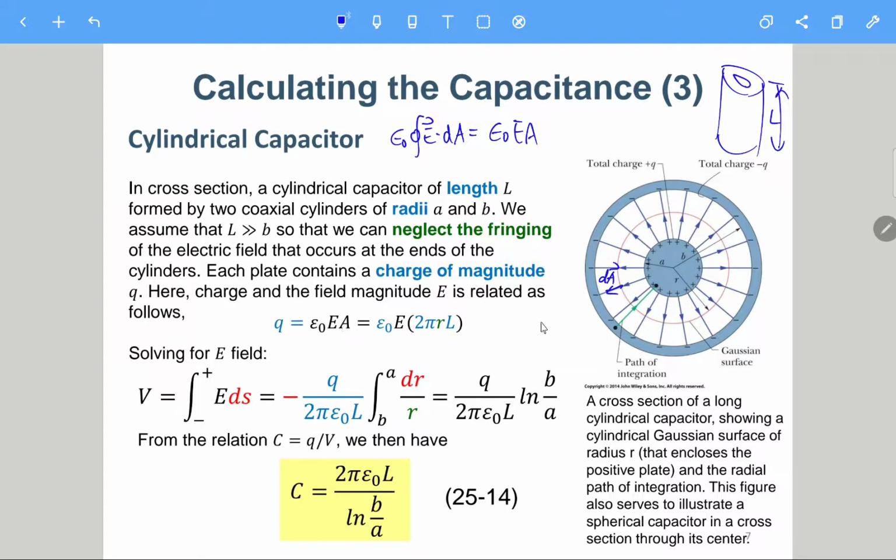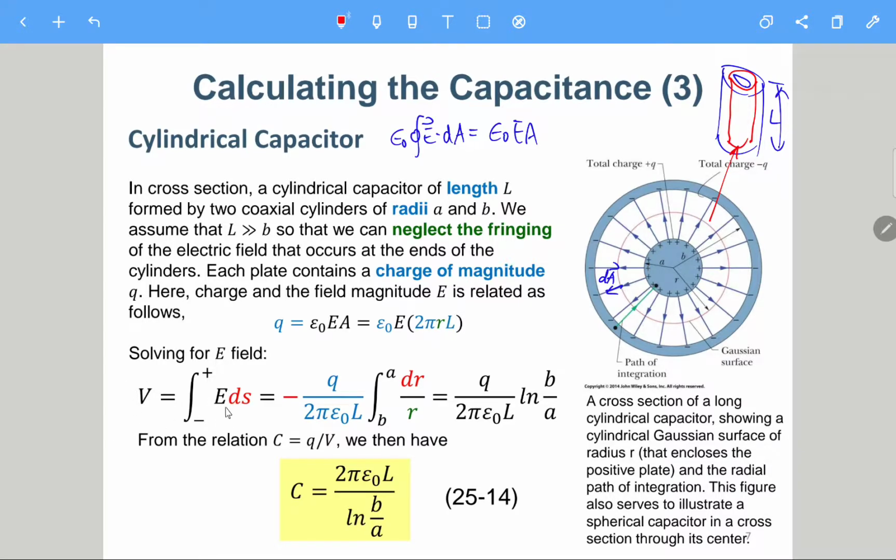So the area of this Gaussian surface: the Gaussian surface is actually not only a circle, it is this way. So this is the Gaussian surface. The surface area will be 2 pi r times L. If you cut it vertically and then expand it, it will be a rectangle. So it is nothing but 2 pi r times L for the A.